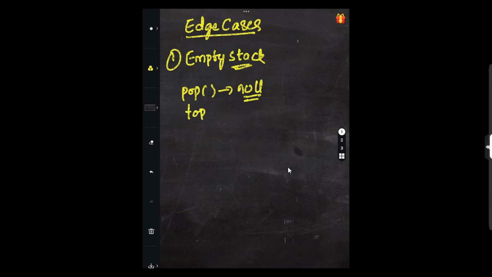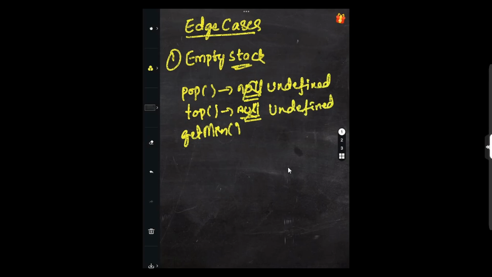Pop, this will be top actually. Top, this will be null as well, or undefined. And this will be get min. So this will not be null actually, this will be undefined basically. This will be undefined as well. And get min, this will be undefined as well for the empty stack initially. So this is for the empty stack, because it handles the operations on an empty stack without breaking, right? So these three will be undefined.